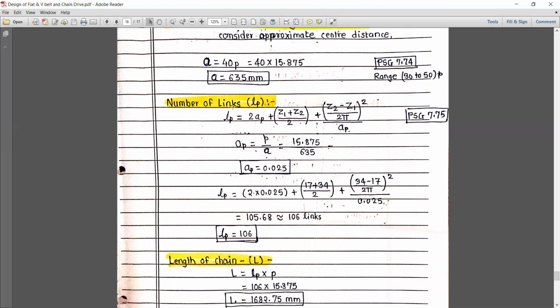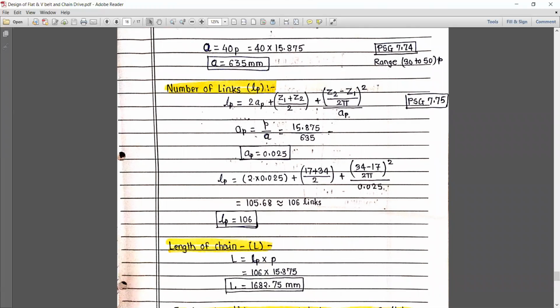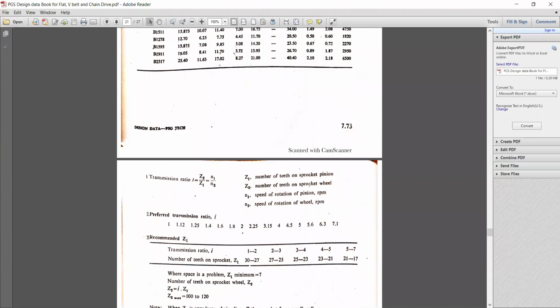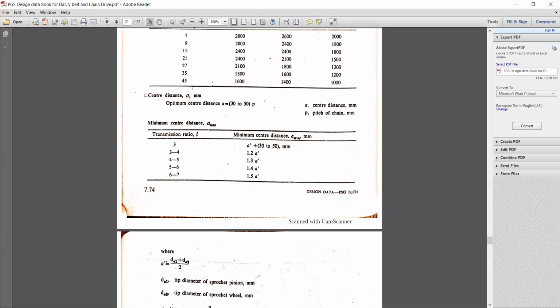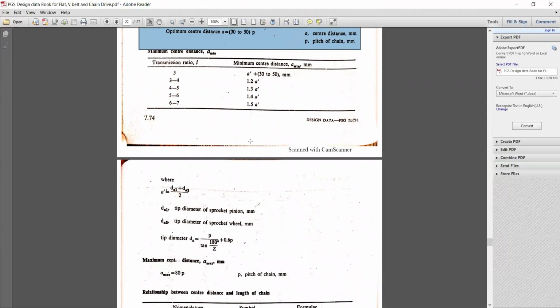Now the number of links, referring to PSG page number 7.75, Lp is equal to twice of Ap. Just look at the PSG page so that you can understand better. Here look at the empirical relations given: the optimum center distance A is equal to 30 to 50 P, where P is the pitch of the chain.